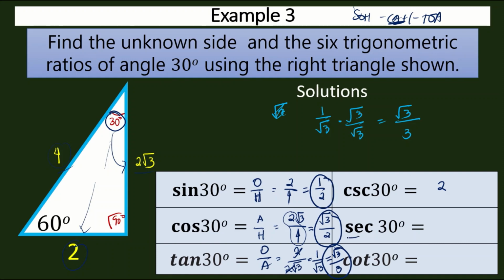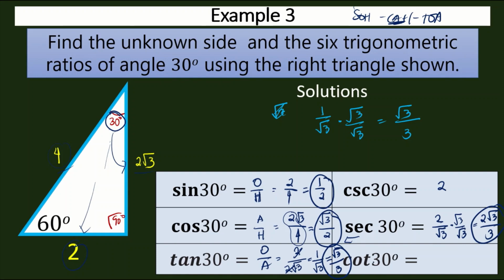Next, ang reciprocal ng cosine 30 degrees, that is secant 30 degrees. So, we have 2 over square root of 3. Multiply natin kay square root of 3 over square root of 3. So, we will have 2 square root of 3 over square root of 3 times square root of 3, may square root of 9. And square root of 9, that is 3. So, we have 2 square root of 3 over 3.